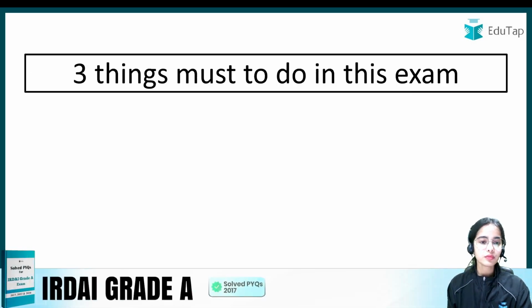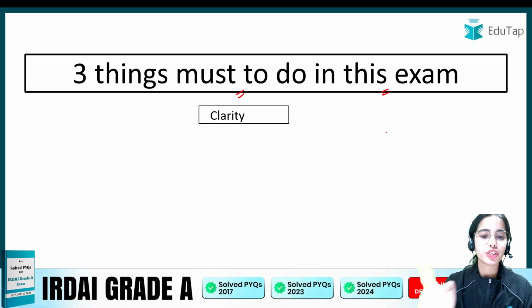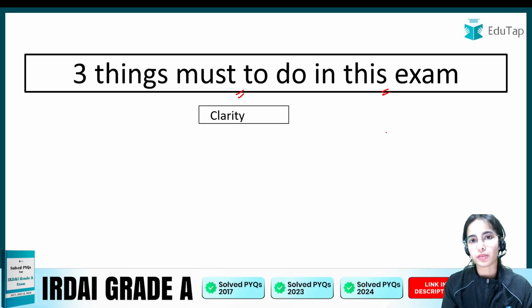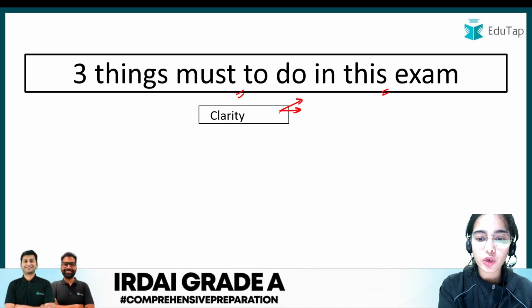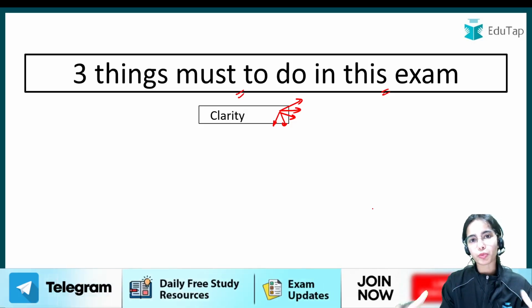Now, three things that you must do in this examination. First, have clarity of the concepts. There are different components in phase 1 and different components in phase 2, and we will discuss them, but in all the components and all the sections, have clarity of the concepts.